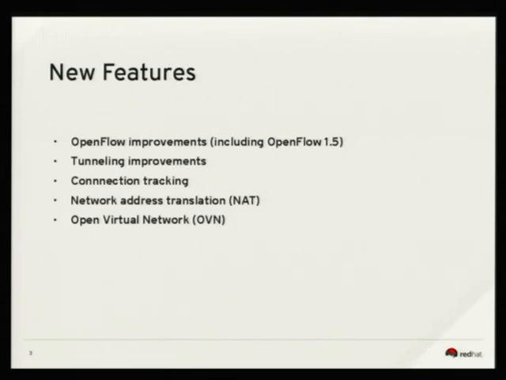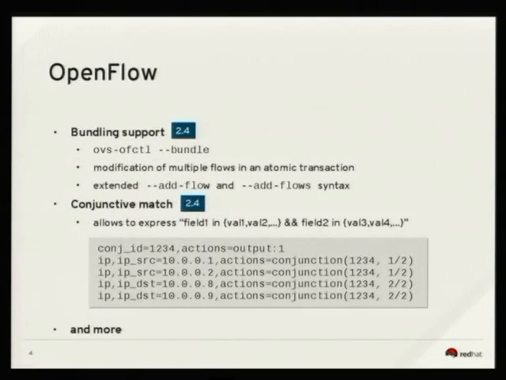Next, quite a big topic is tunneling. There was a lot of new stuff with tunneling that happened in the past year. The third topic is connection tracking. That's actually quite important stuff, and we will talk more about that. A related topic is network address translation. And the last point I want to cover, although just briefly, is OVN. Really new, shiny stuff. So let's start with OpenFlow.